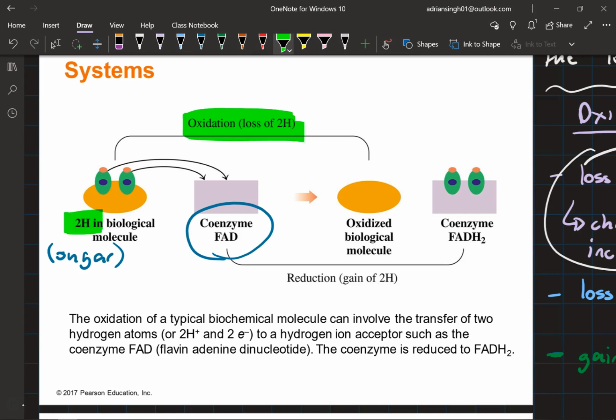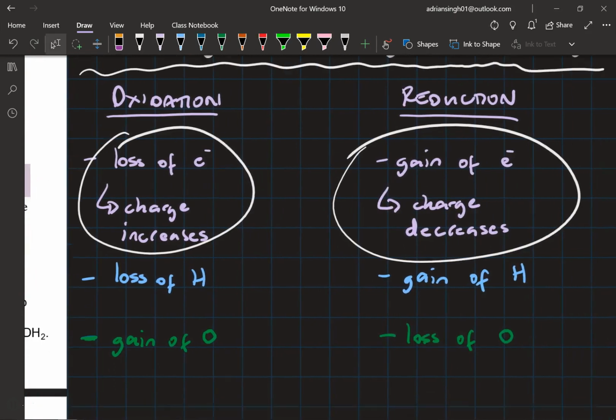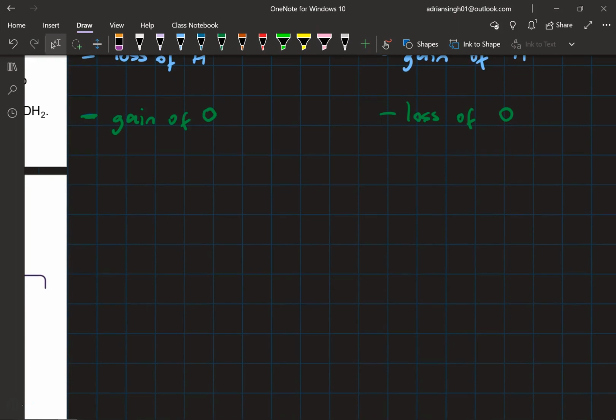So it undergoes oxidation. And those two H's end up being transferred to our coenzyme, FAD, and that gains two H's and it becomes FADH2, right? So if we stick a couple extra hydrogens onto it, it's gaining hydrogen. That would be reduction. So in terms of the loss or gain of hydrogens and oxygens, it's a little bit more obvious in terms of what's happening.